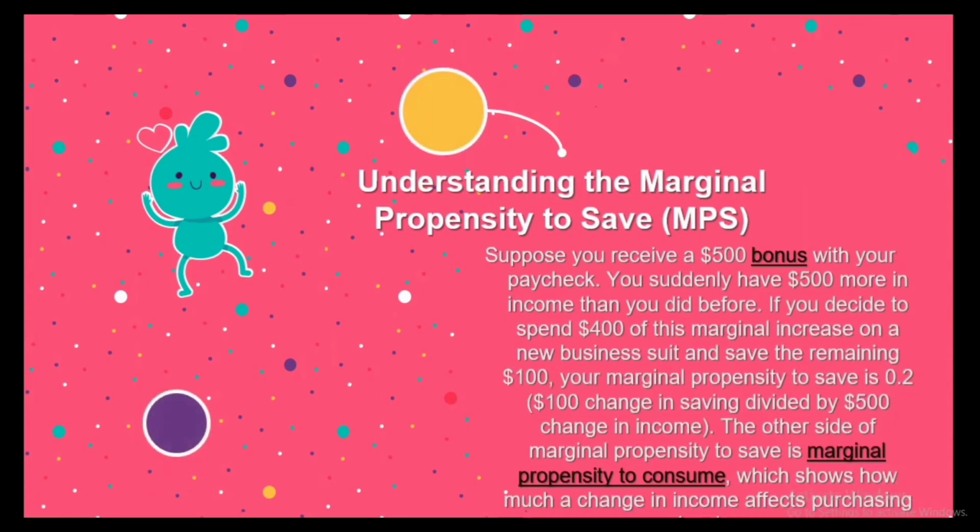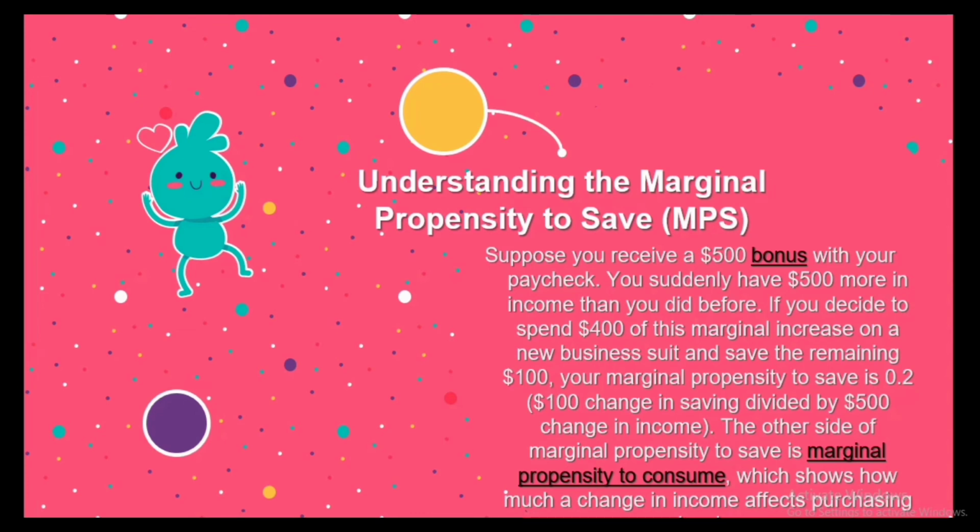Understanding the marginal propensity to save, or MPS. Suppose you receive a $500 bonus with your paycheck. You suddenly have $500 more in income than you did before. If you decide to spend $400 of this marginal increase on a new business suit and save the remaining $100, your marginal propensity to save is 0.2: $100 change in saving divided by $500 change in income.